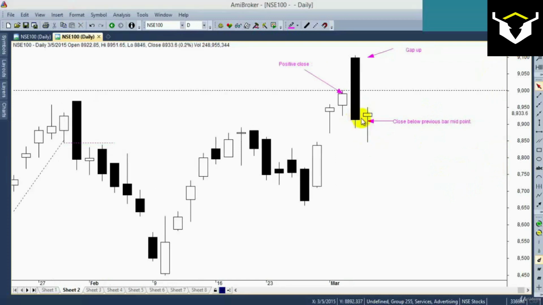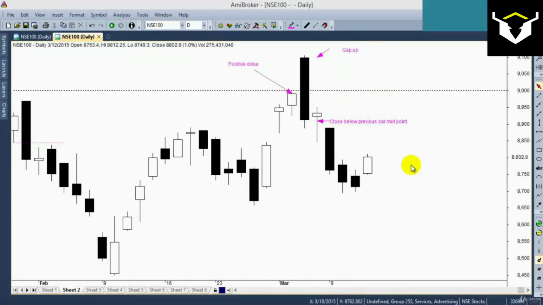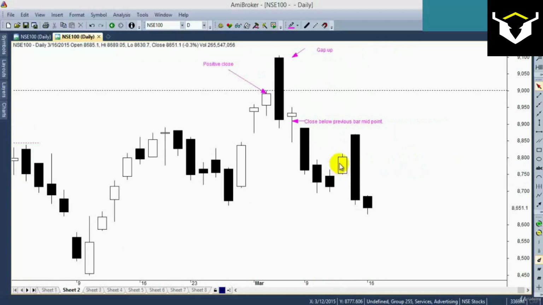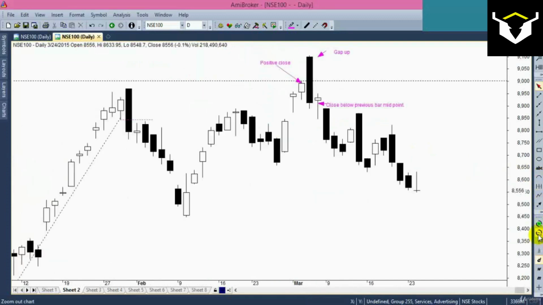It looks like a spinning top or a doji candle. Day of indecision. Continue to sell lower, lower, lower. And you can see here one more. It's not really a dark cloud cover pattern as the overall trend is downside, so it cannot be considered as a dark cloud cover pattern.